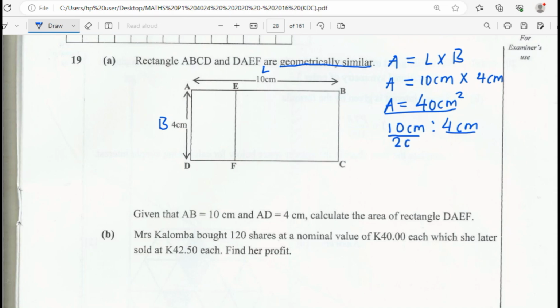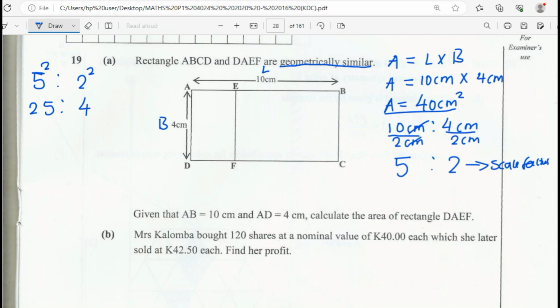So we'll see 2 is common, so we also have to include the centimeter. So this cancels. 10 as a ratio is 5, 4 as a ratio is 2. Now, since we are dealing with the area, after finding the scale factors, what are we supposed to do to the ratios? We are supposed to square them. So we'll square this number as well as this number. So 5 squared will give us 25. 2 squared will give us 4.